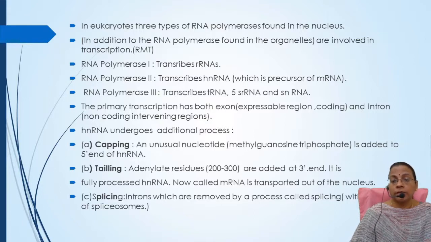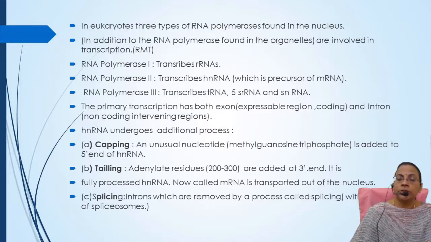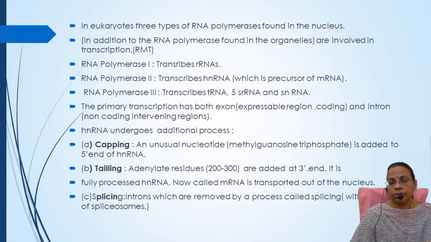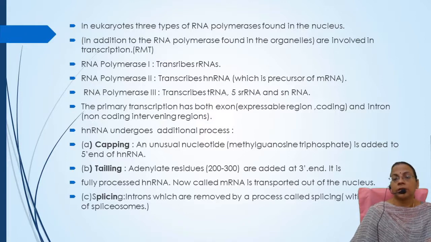Then the primary transcript has both exon and intron. Exon is the expressible region or coding region. Intron is the intervening region or non-coding region. And how is this hnRNA converted into mRNA? By a process with 3 steps: capping, tailing and splicing.